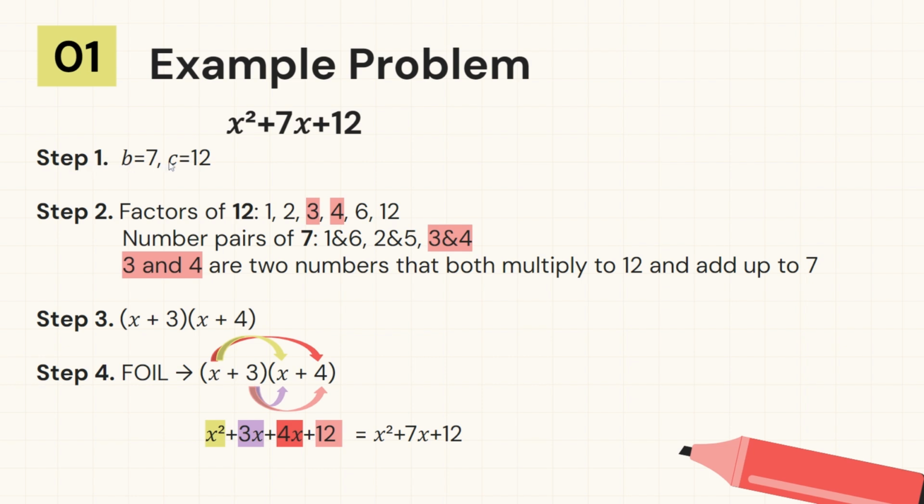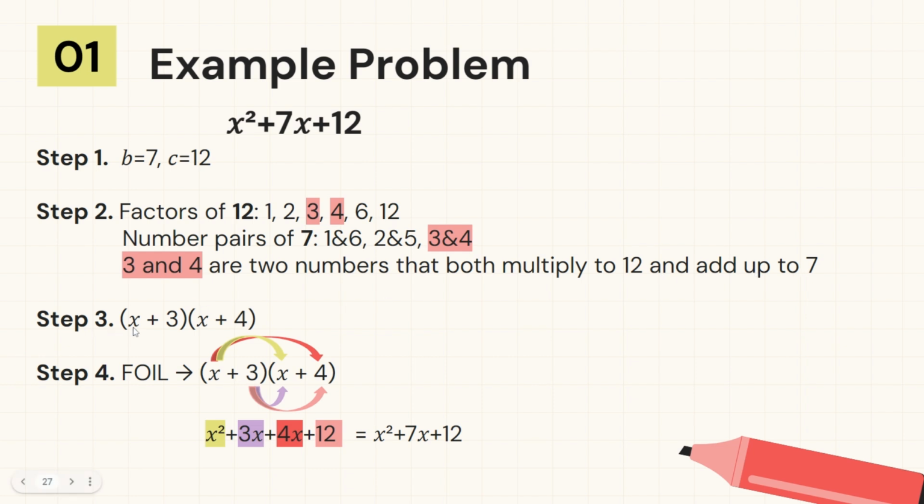Step 1. b equals 7, c equals 12. Step 2. Factors of 12: 1, 2, 3, 4, 6, 12. Number pairs: 1 and 6 would not add to 7 and multiply to 12. 2 and 5 would not multiply to 12. 3 and 4, these two would add to 7 and multiply to 12. So 3 and 4 are the numbers that add to 7 and multiply to 12.